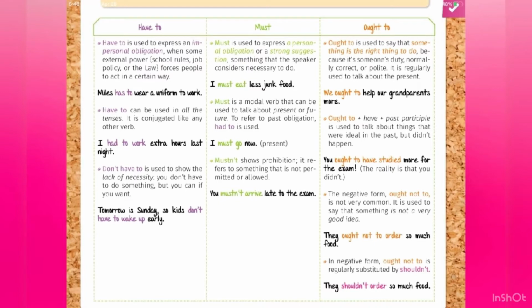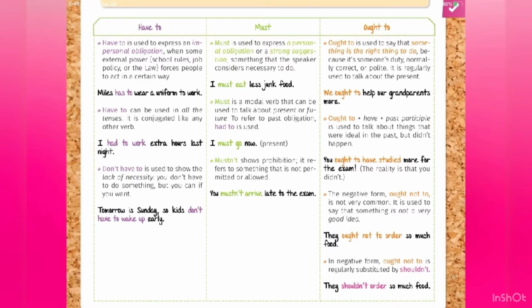Now we have the modal verb ought to. Ought to is to say something is the right thing to do because it's someone's duty or because it's correct or polite. This is also a suggestion, but it's not an obligation. It's an advice that you're giving to someone else. We ought to help our grandparents more. We ought to do our homework on time.